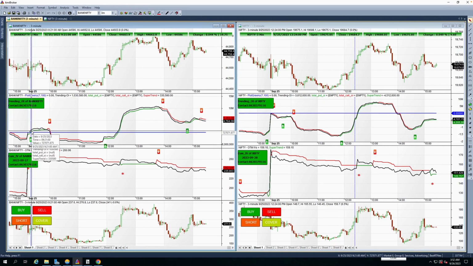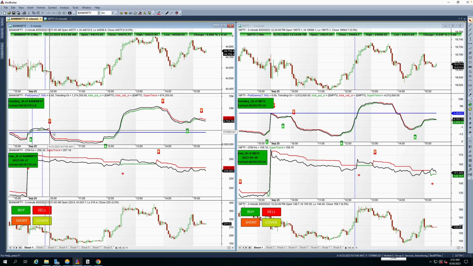If this black line is going above the zero line, the blue line, and rising, that means put writers are increasing with respect to call writers. That means the market will surely go up, because more and more contracts are being written on the put side. That means smart money is selling put, and the market will go up most of the time. You can see in the morning till 10 a.m. put writers were heavy.